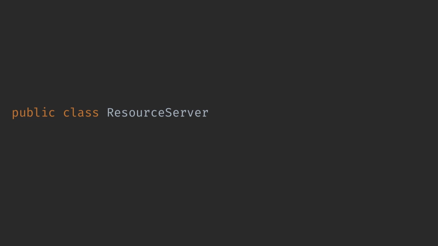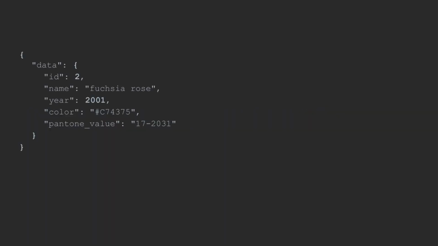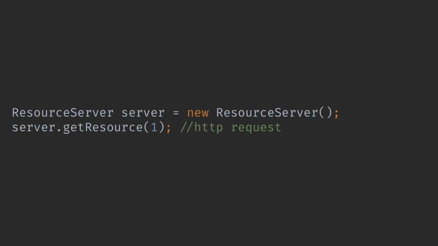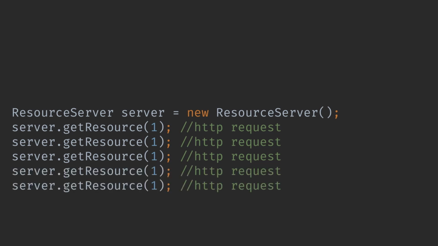I have in my project a resource server class that when instantiated provides a getResource method that upon invocation makes an HTTP request and returns a JSON representation of a resource. But if this class is used to make multiple requests to a single resource, then each one will result in a new HTTP request to the server.